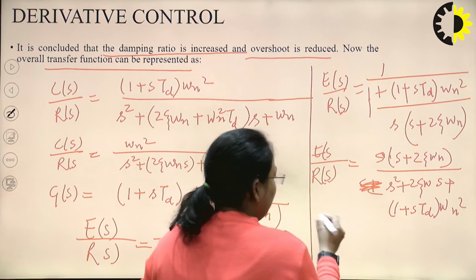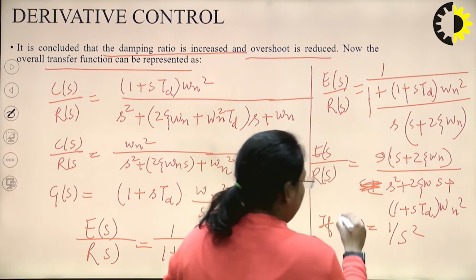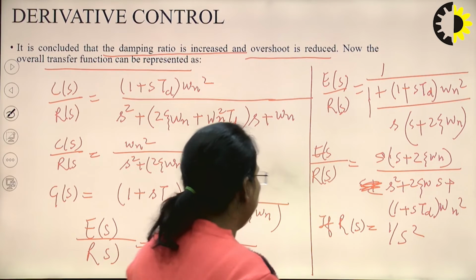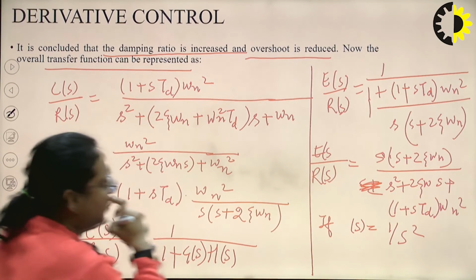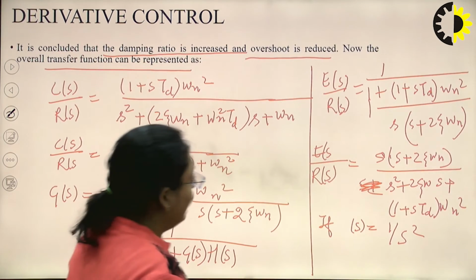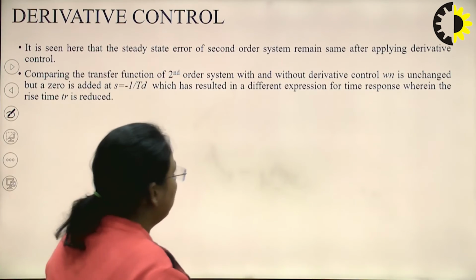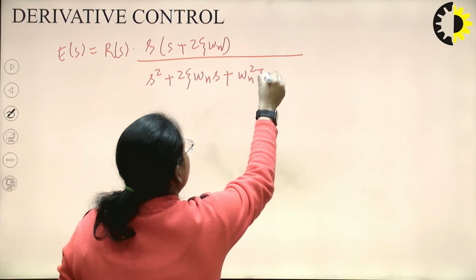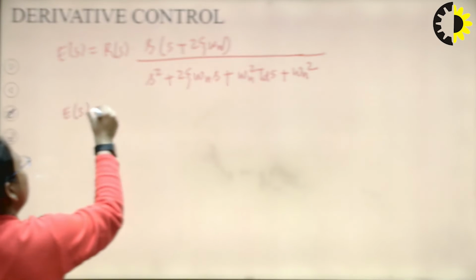And if R(s) is a unit ramp input, that is 1 upon s square, then putting the value of R(s) here, we get E(s), and then we'll get the value of steady state error. So let's put the value here. E(s) will be equal to R(s) into s into s plus 2 zeta omega n upon s square plus 2 zeta omega n s plus 1 plus omega n square Td into s plus omega n square. This is the value, and we can put R(s) equals 1 by s square for unit ramp system.